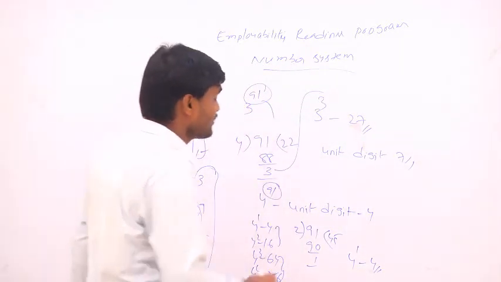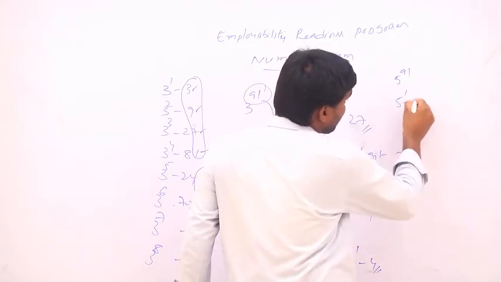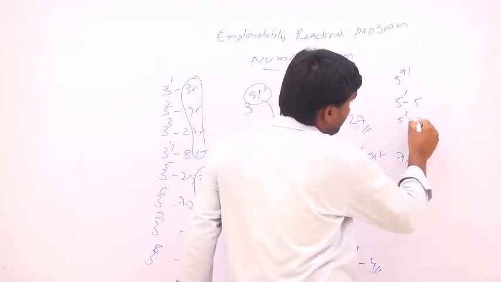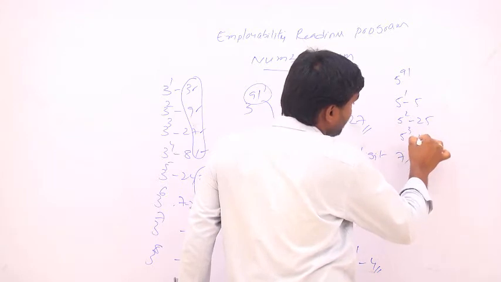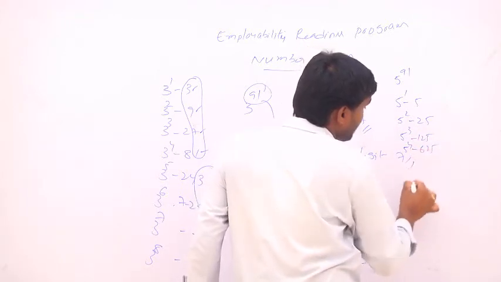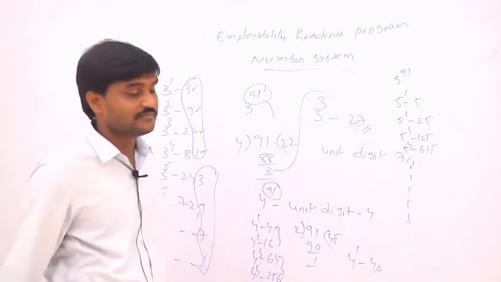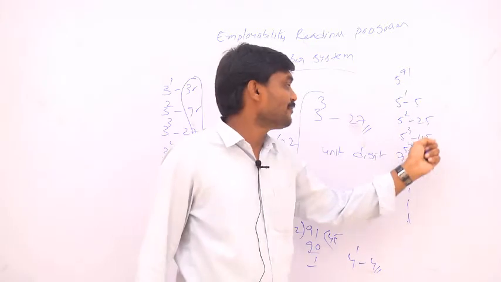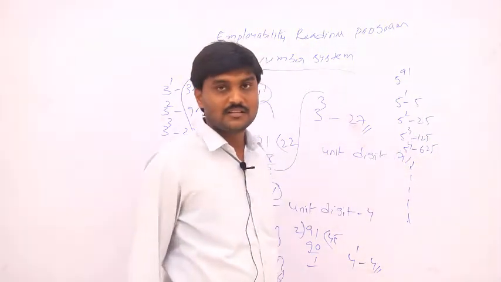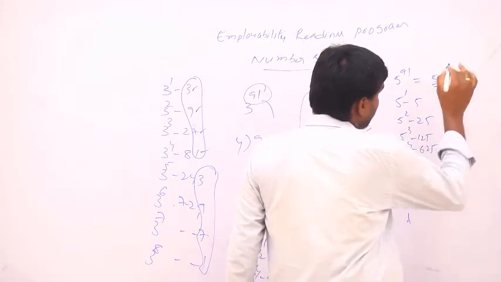Then next is 5 power 91. 5 power 1 is 5, 5 square 25, 5 cube 125, 5 power 4 625. So for 5 power any number, the unit digit is 5. That's why the unit digit of 5 power 91 is 5.